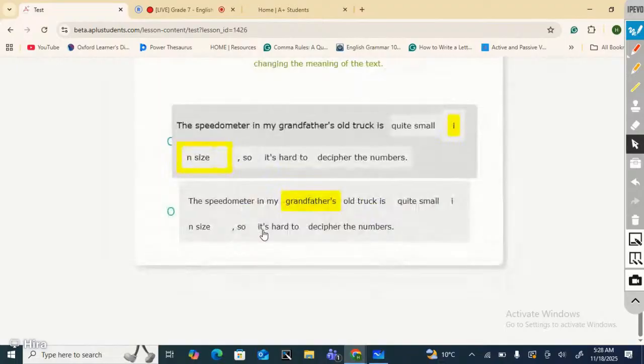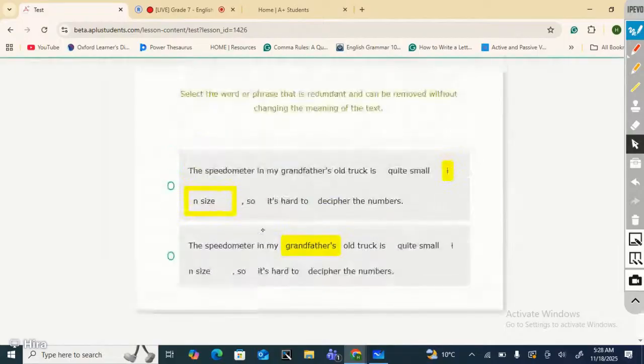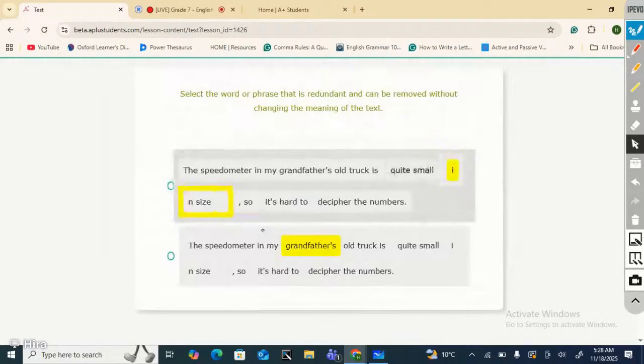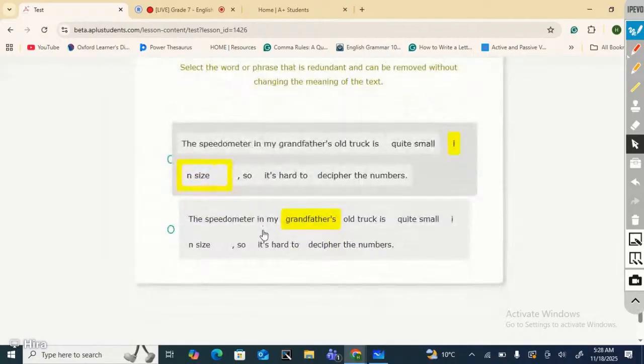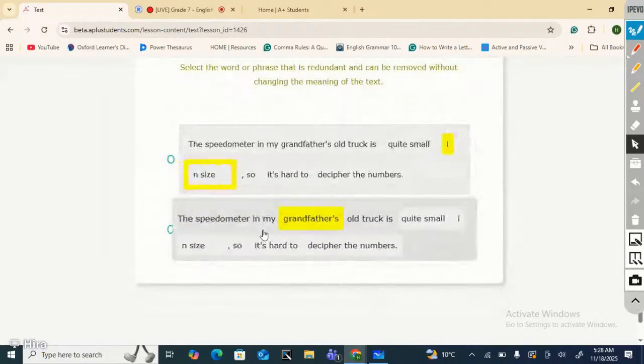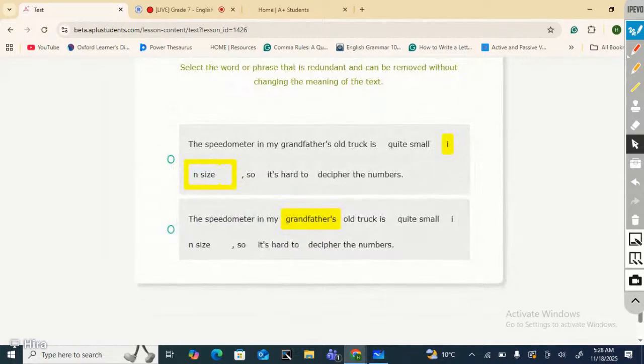The speedometer in my grandfather's old truck is quite small in size, so it's hard to decipher the numbers. You have to select the word or phrase that is redundant. If you select option 1, you say in size is redundant. Or if you select option 2, you say grandfather's is redundant. Which one is?